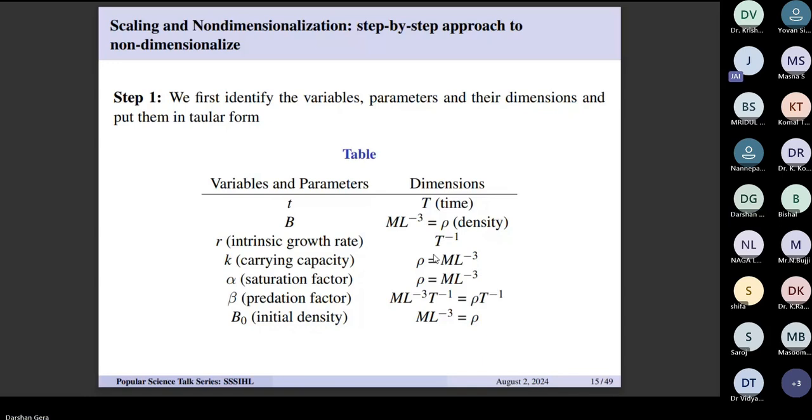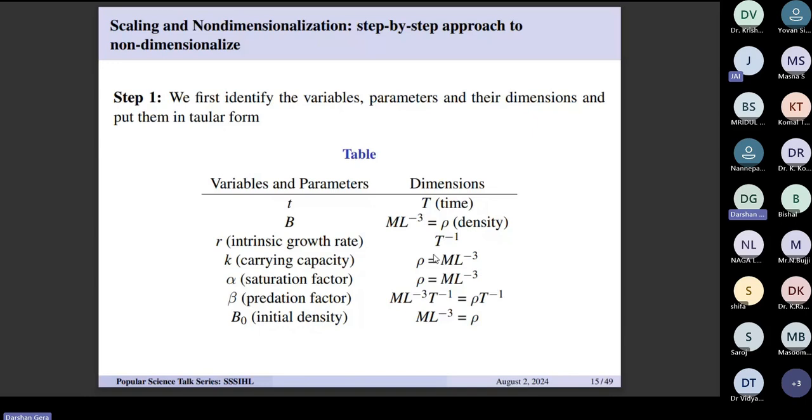Step number 1: you identify all the parameters, variables, and other quantities present in the system, find the dimensions of those quantities, and put them into a table. Here, t is time, so its dimension is T. B is the density of the budworm. Density means mass upon volume. So what is the dimension of volume? L cubed. So m upon L cubed, so it will be M L to the power minus 3.